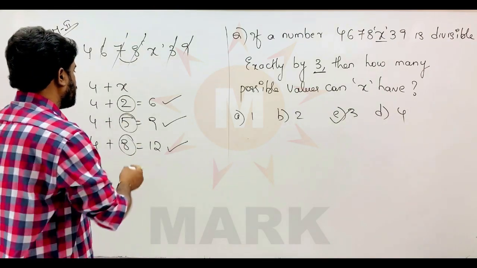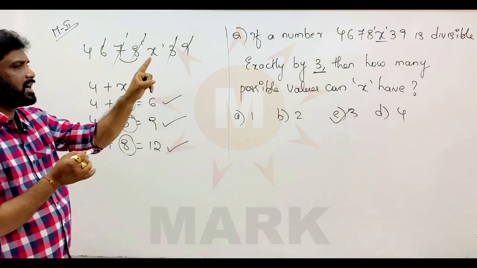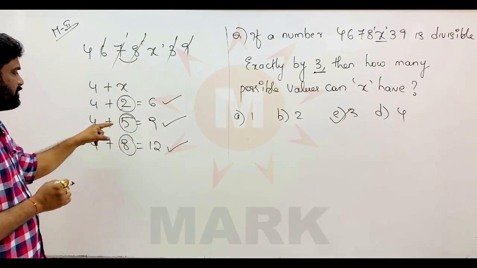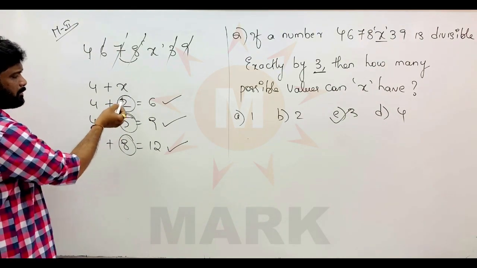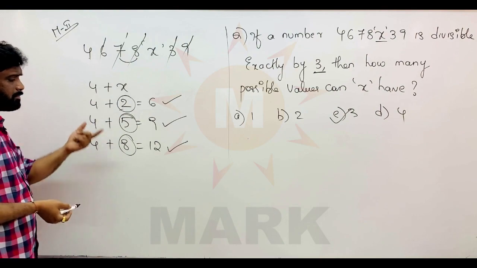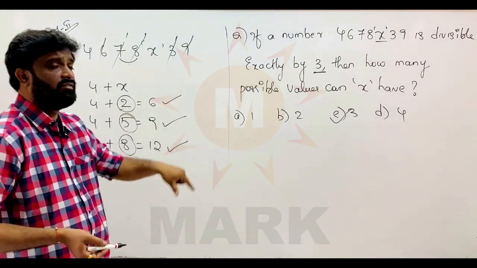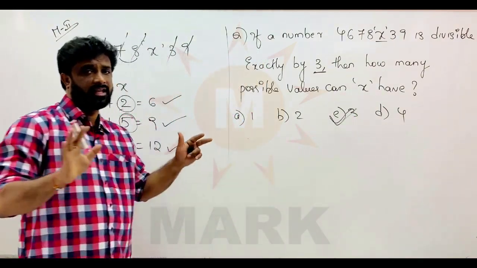So how many possible values can we put in the place of x so that the entire number is exactly divisible by 3? 3 possible values are there: 2, 5 and 8. Sometimes they will ask you the sum of all the possible values. Then you have to sum up 2 plus 5 plus 8: 7 plus 8 is equal to 15. Like that you have to tell. Now he is asking how many possible values there are. 3 possible values are there. So confirm the answer is 3 for this question.